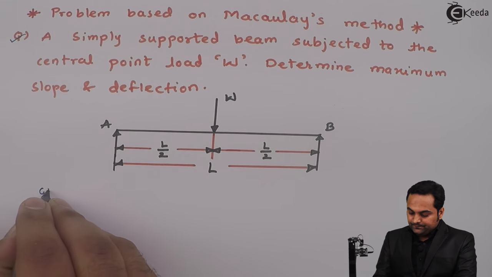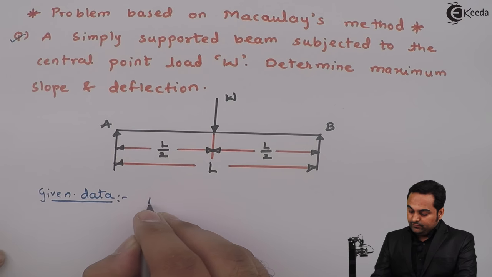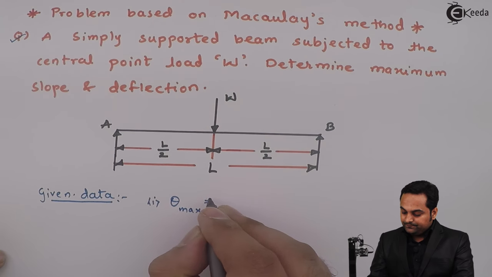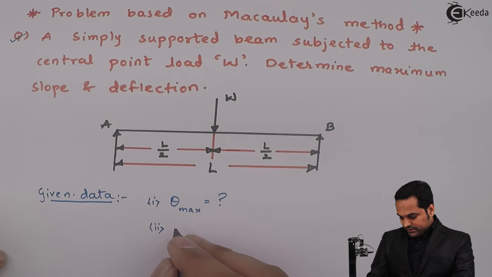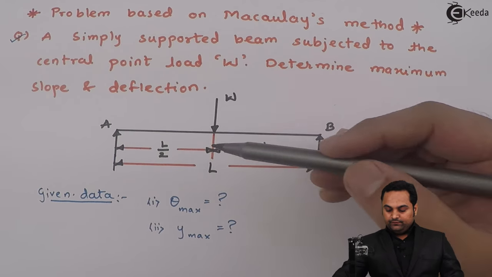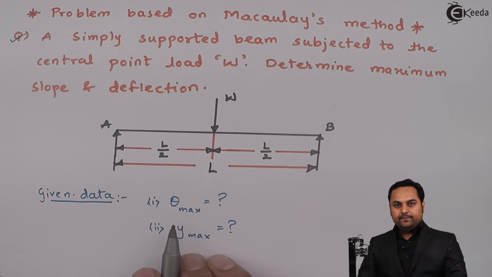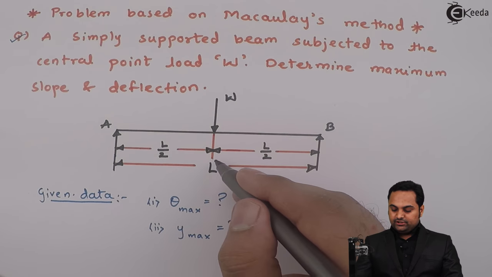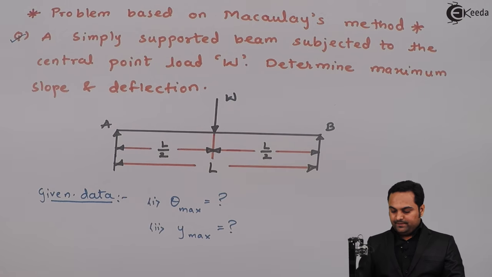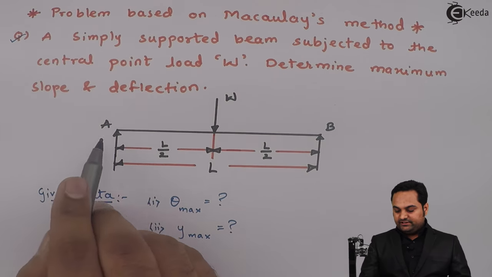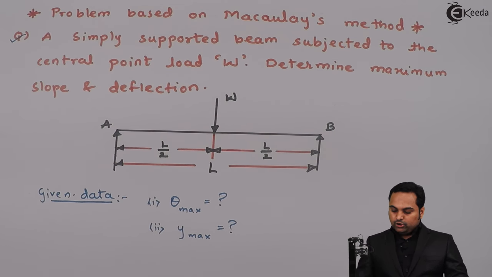So in the data, here I'll write down slope, it is denoted by theta. We have to find out theta max, and deflection is denoted by y, so we have to find out y max. Because of the action of this load W, this beam will deflect, and we have to find out where will be the maximum slope and the maximum deflection. Deflection is the vertical distance up to which the beam is bent from the original axis of the beam. So we have to find out the maximum deflection. And slope is the angle by which the beam is getting deflected, and that angle is in terms of radians. So now with the question available to us, let us try to get the solution to this problem.